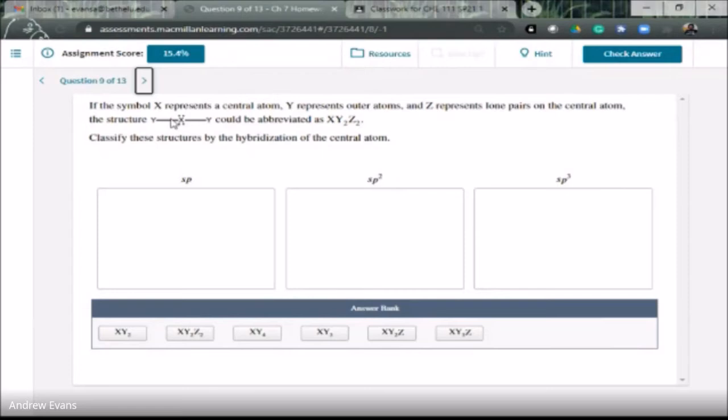This structure, X is the center atom, Y, Y with two lone pairs would be represented as X, Y2, Z2. And so what you're trying to do is figure out how many things are on the atom and thus how much the hybridization would be. How many hybrid orbitals would you have?